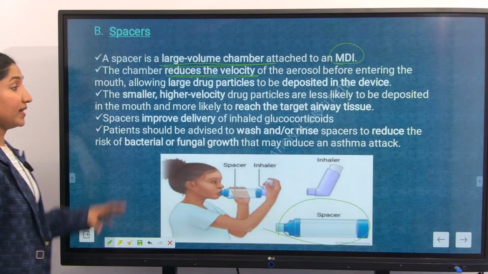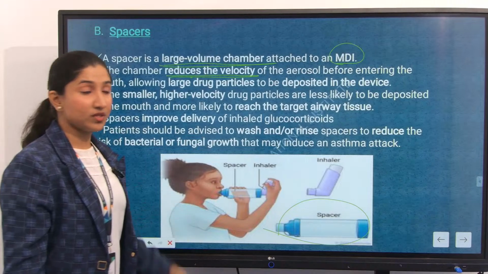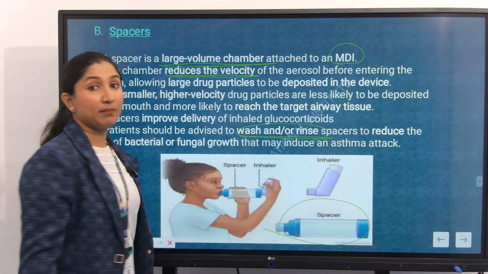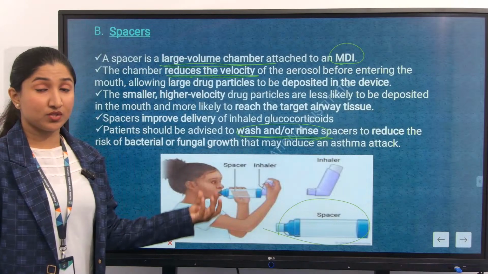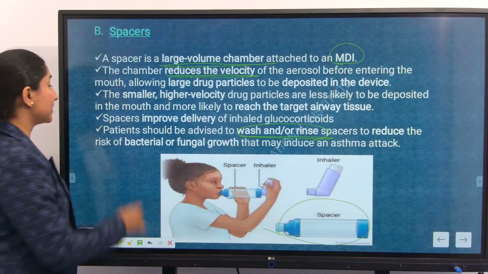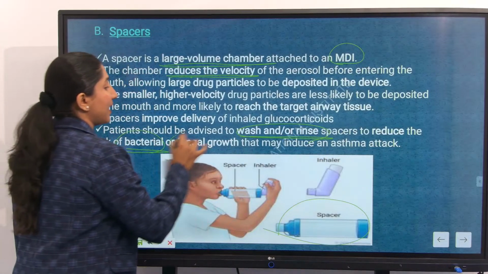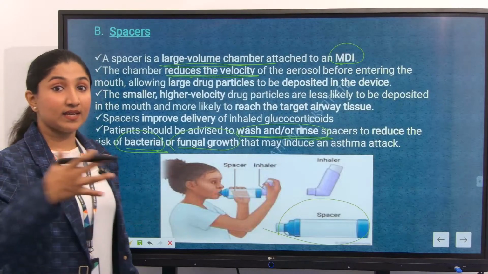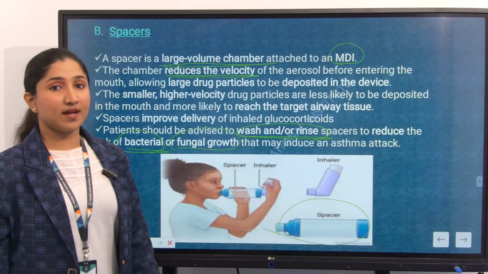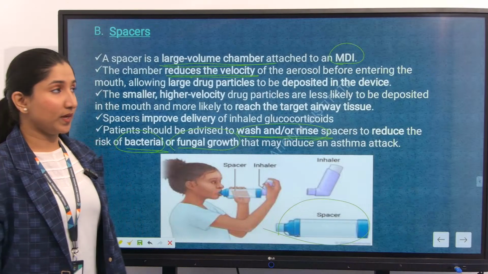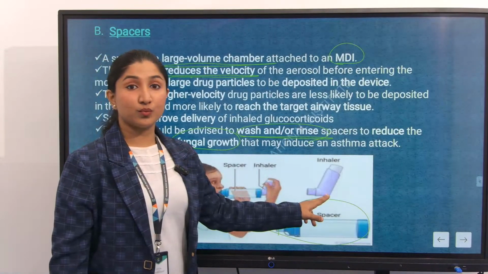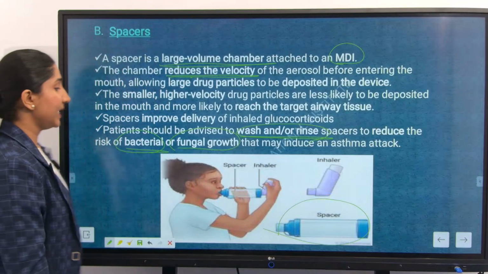It is also advised that after using these spacers, we wash them and keep them dry, because of the presence of corticosteroids there is an increased chance of bacterial or fungal growth inside the spacers, and that can again trigger an asthma attack or COPD. So that was about spacers, and remember, spacers are always used with a metered dose inhaler, or MDI.